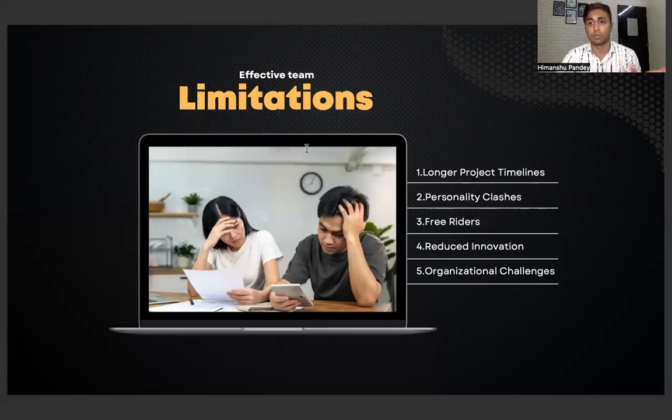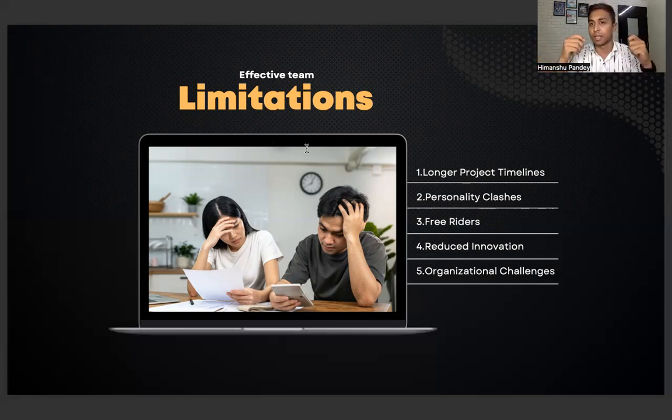Everything has an advantage, so it has limitations too. Here are a few limitations. The first limitation is longer project timelines. Obviously, if you are working in a team, everyone will take their time to think, to elaborate, to decide. So it can mean a longer project timeline.